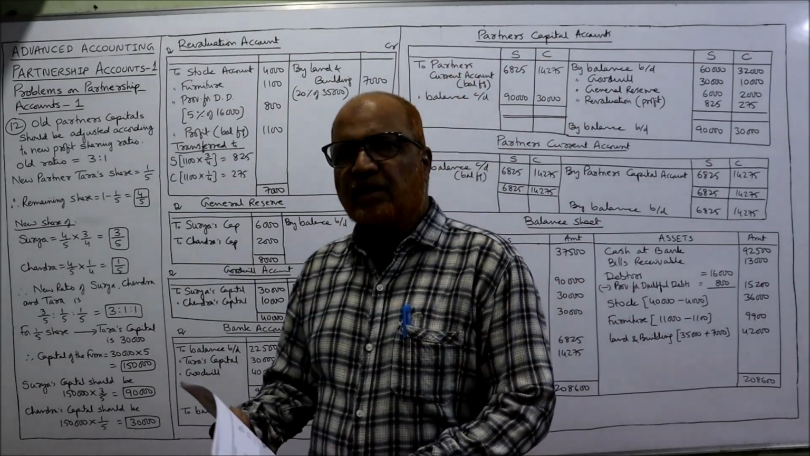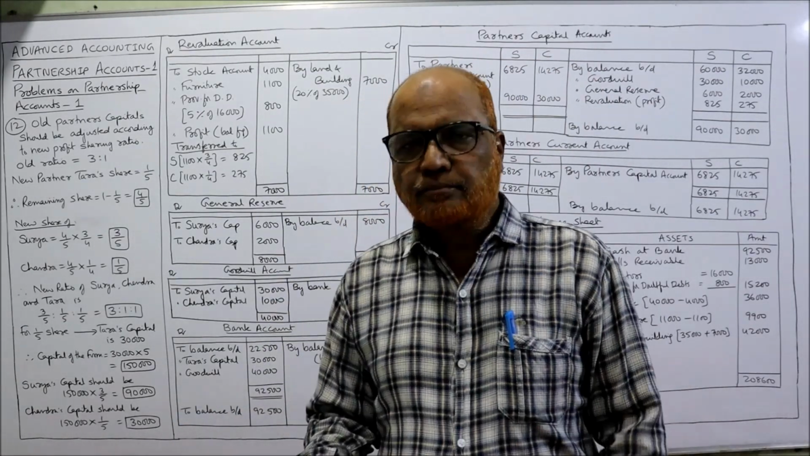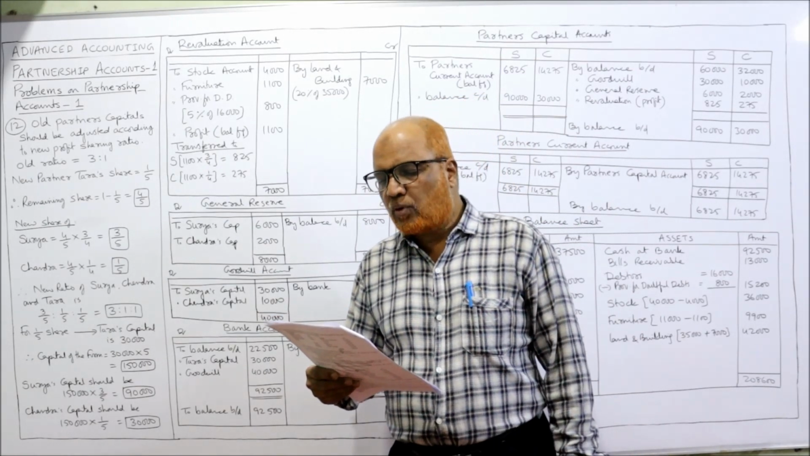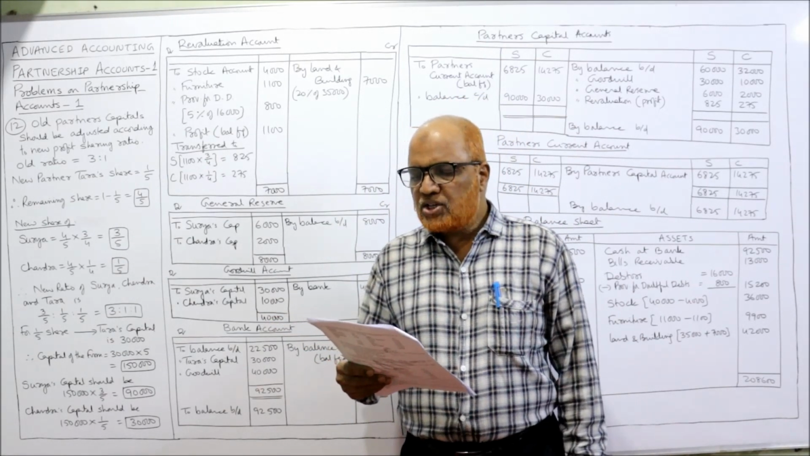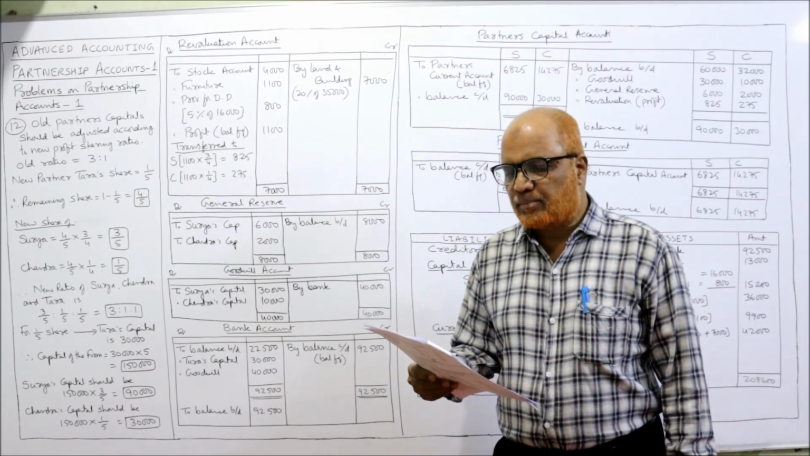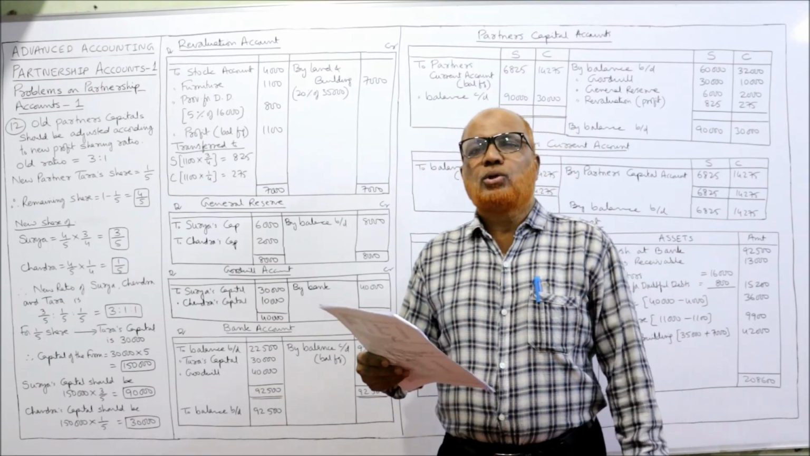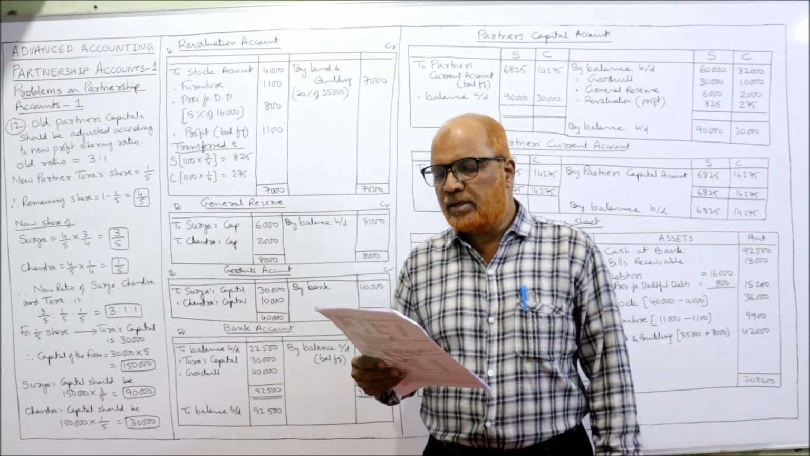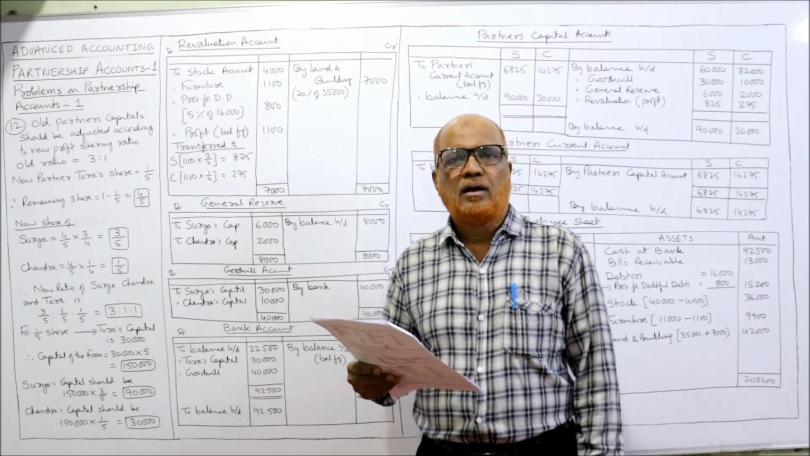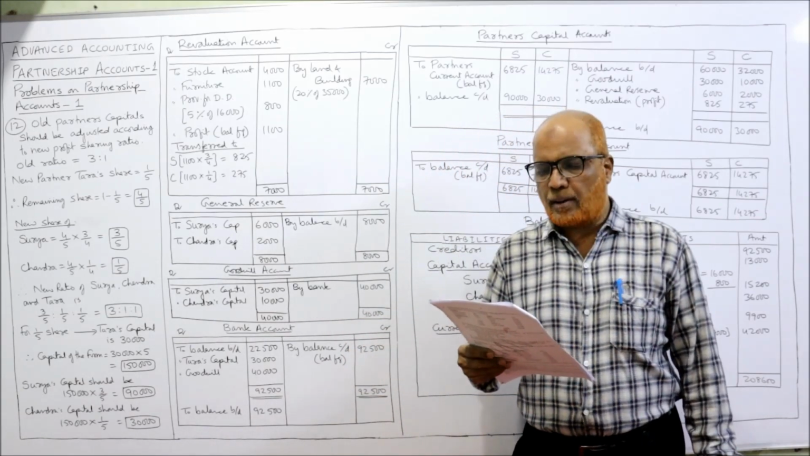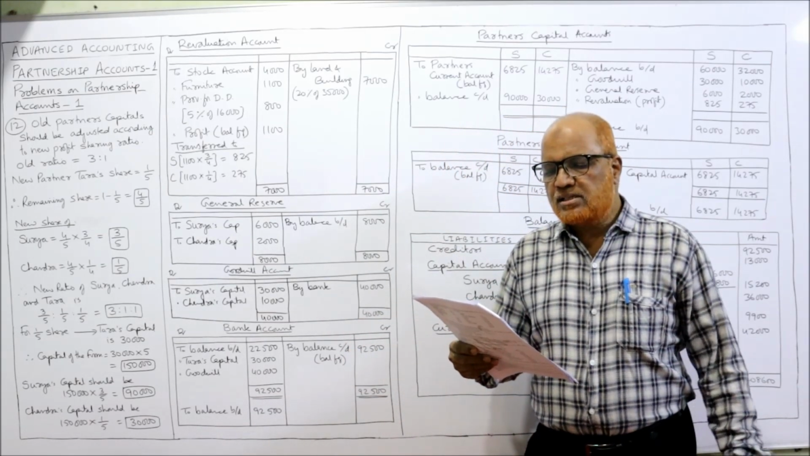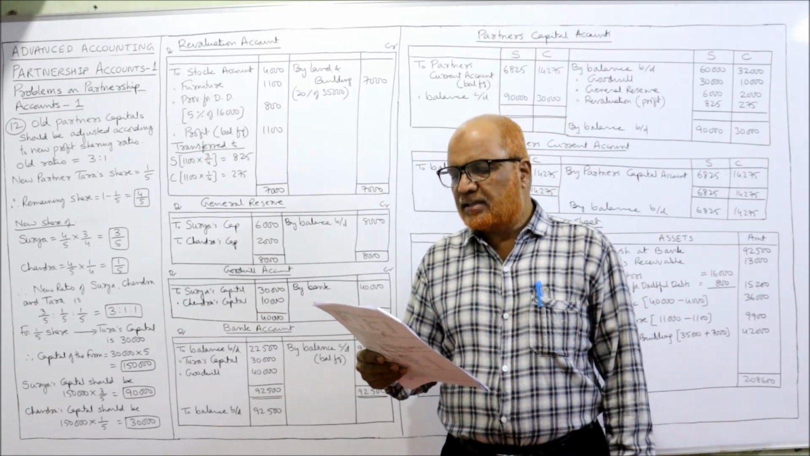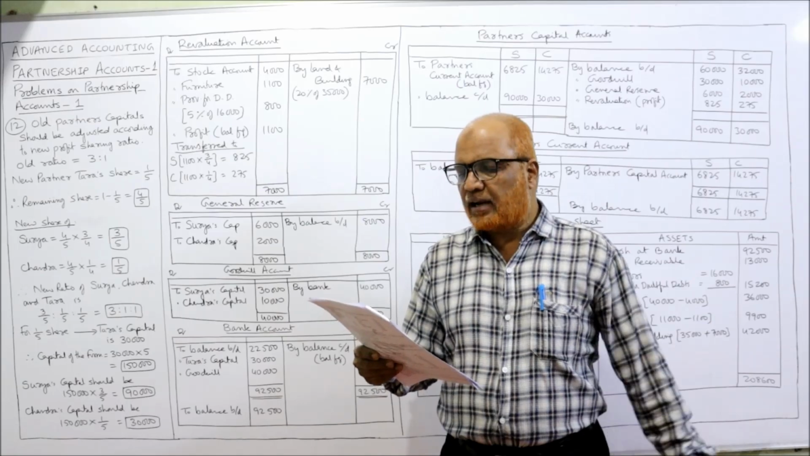Now, see the 12th problem. Surya and Chandra, sharing profits in the proportion of 3/4 and 1/4, furnished their balance sheet on 31st December 2010 as follows. The two partners are Surya and Chandra, and the profit sharing ratio is 3/4 to Surya and 1/4 to Chandra. Now, creditors, general reserve, capital accounts of Surya and Chandra, cash at bank, bills receivable, debtors, stock, office furniture, land and building.